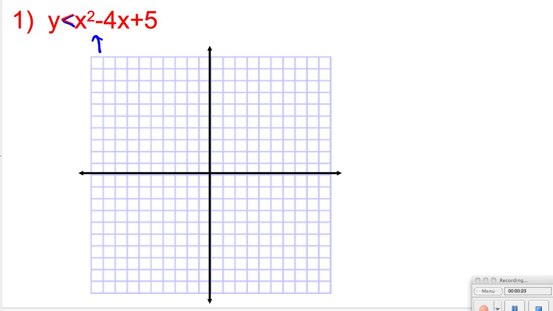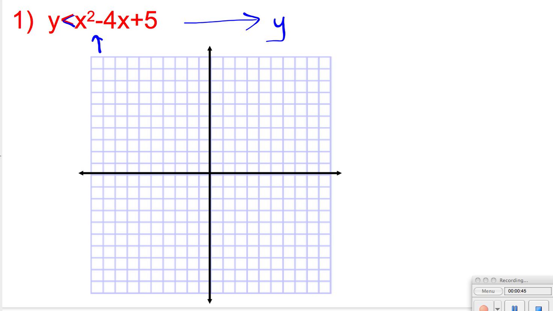So we have a couple of strategies for graphing parabolas. We're going to do the same things that we've done with graphing linear inequalities. It's the same graph, but now we have to shade all the solutions because there's an infinite number of points that work in this inequality. But first we have to graph the boundary line. In this case, the parabola, a U-shaped graph.